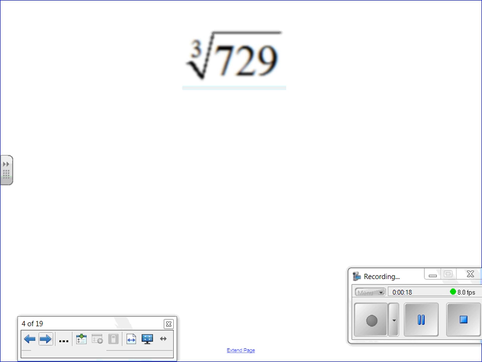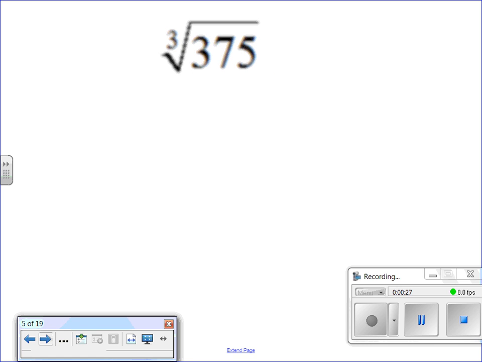So let's just refresh real quick how to do a cube root of 729. Or I think we did that one yesterday, didn't we? Did we do 375 yesterday? Yeah. Did we do 72 yesterday? No? All right, let's start with this one then.